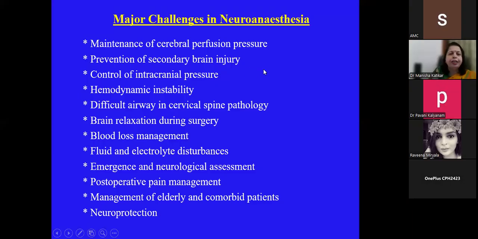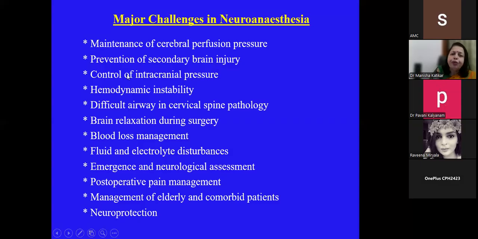At the end of the class, somebody is going to tell me the equation about cerebral perfusion pressure, the relationship between cerebral perfusion pressure, intracranial pressure, and mean arterial pressure. Then we will understand why mean arterial pressure is important, because we are not monitoring cerebral perfusion pressure.